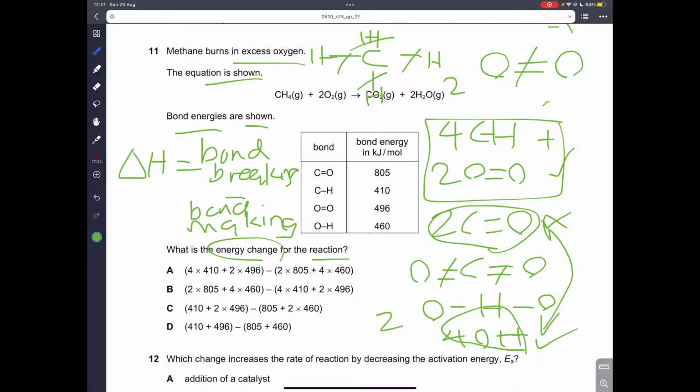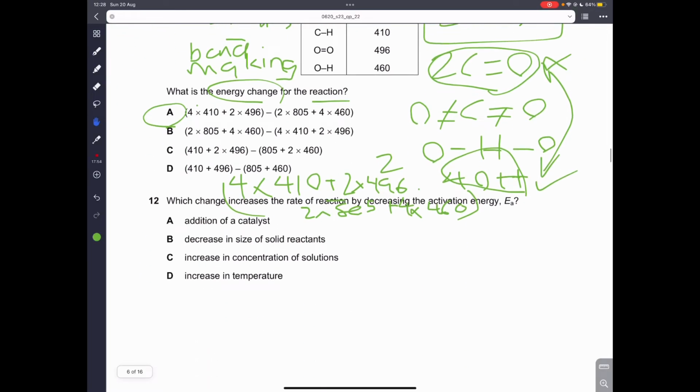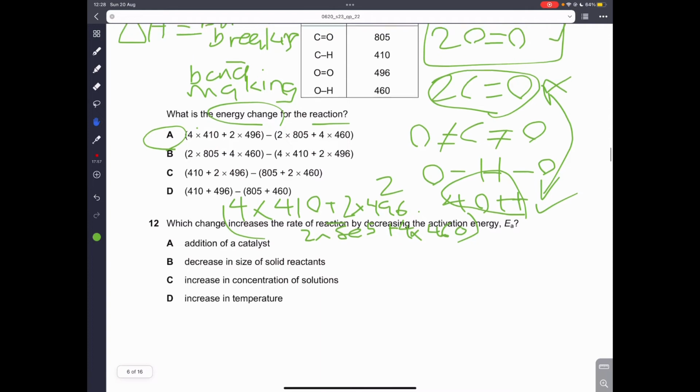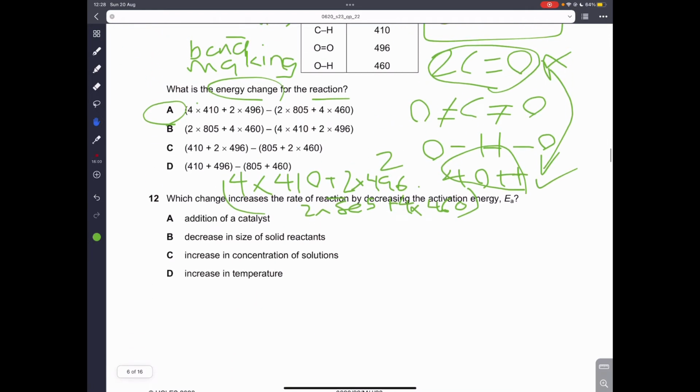So if you write them down like that, it's going to be 4 times 410 plus 2 times 496, minus 2 times 805 plus 4 times 460. The bonds that are being broken, you have to subtract the bond making from. Therefore, A is the correct answer. It is very helpful to write it down. I don't have enough space on the screen, so I can't write it down properly, but that's how you do it.